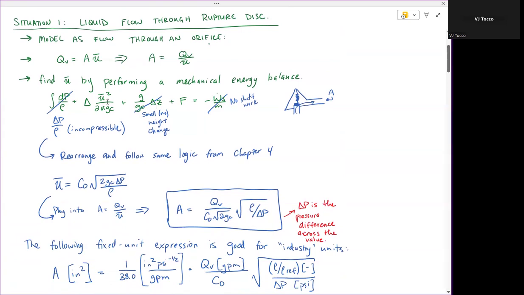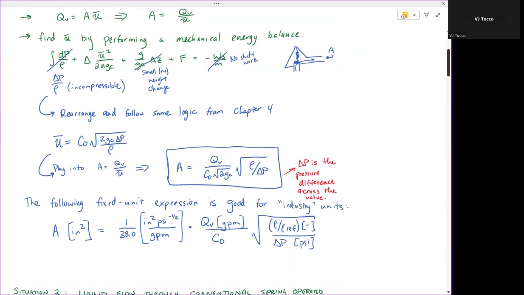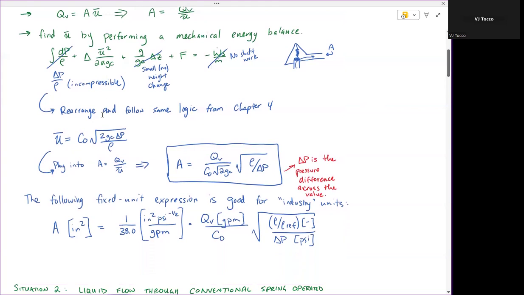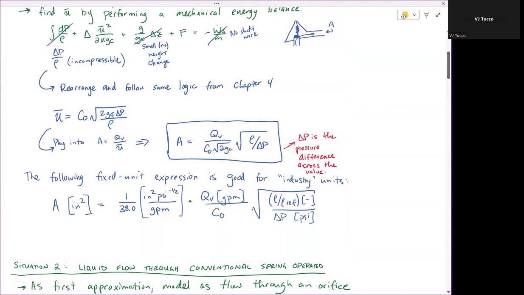Rearrange and follow the same exact logic. So for the sake of concision, I'm not going to go through the entire derivation again. It is the exact same. So you find that the velocity is the discharge coefficient times the square root of 2 gc times delta P over rho. Again, just to remind you what gc is, because that's an oftentimes forgotten about parameter. That is the unit conversion, I like to think of it. So for SI units, gc is 1, and for US customary units, it has the same numerical value as the acceleration due to gravity.